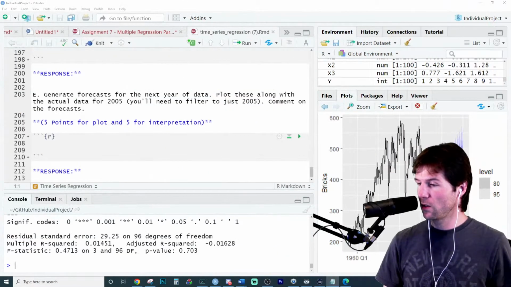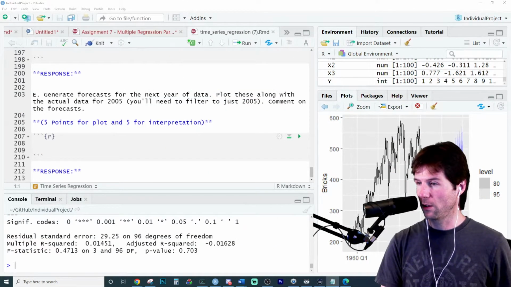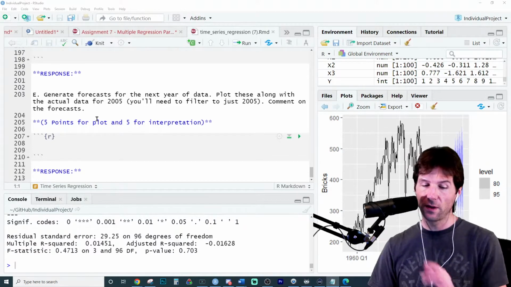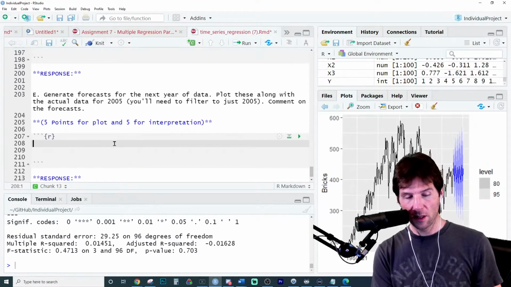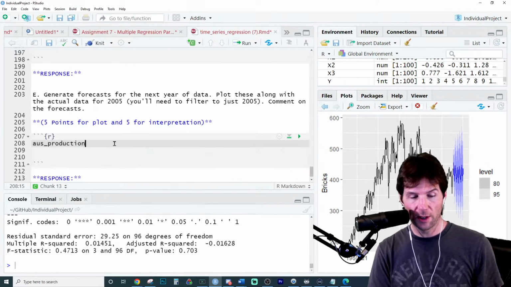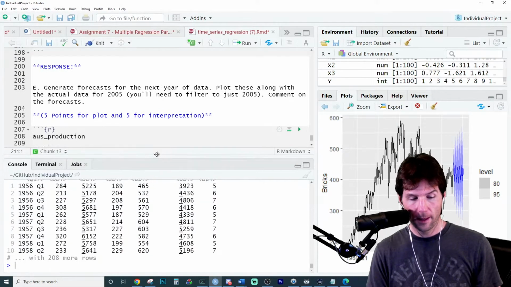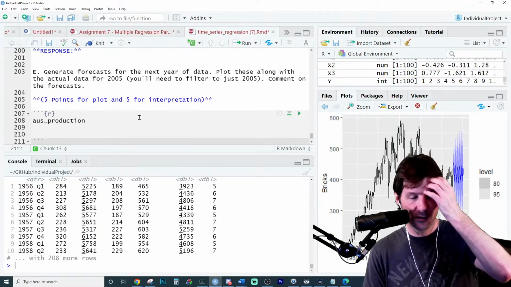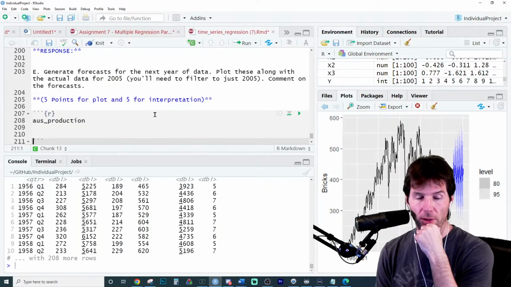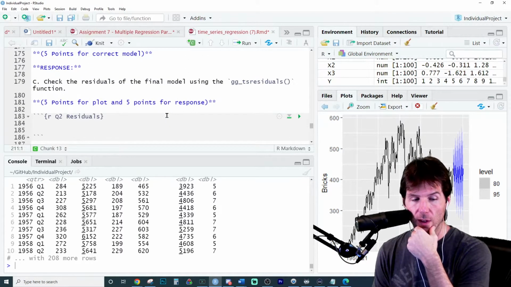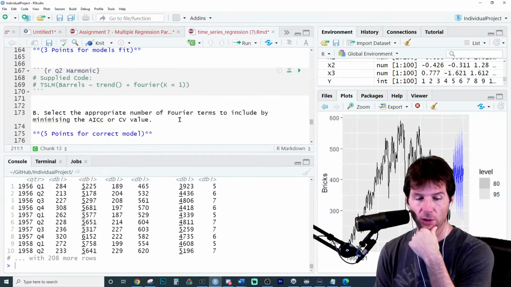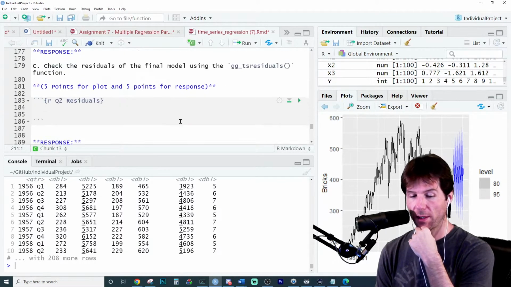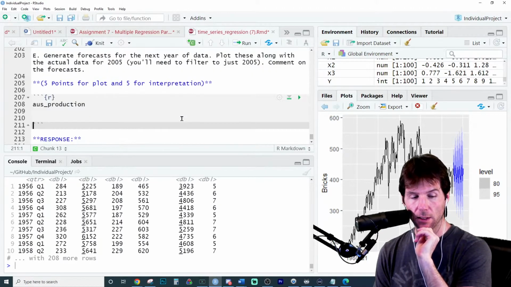And let's take a look. Here we go. So this is doing forecasts for time series regression. So we have here generate forecast for the next year of data and plot these along with the actual data. So we're going to take some OS production data, and there it is right here. And we want to generate the forecast for this. But first we need a model. What kind of models did we use again? There's the test for that, select the appropriate number of Fourier terms. Okay, so we're using Fourier, of course. And so we want to do harmonic regression right here. And let's take a look.